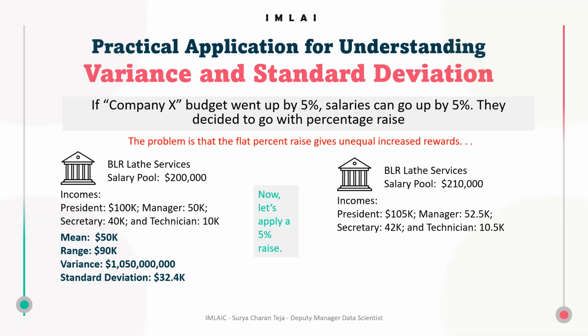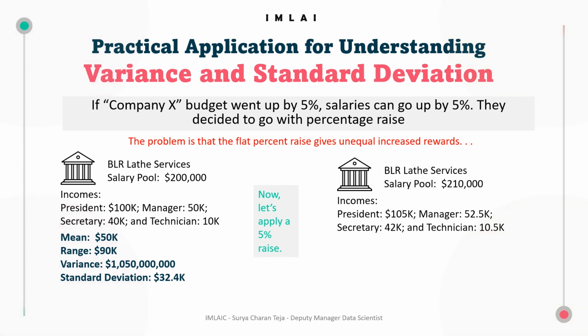So the president got 5K dollars more, the manager got 2.5K dollars more, the secretary got 2K dollars more, and the technician got just 0.5K dollars. That's $5,000, $2,500, $2,000 and $500. So 50% of the new money has gone to the president, and the remaining 50% has been shared by the manager, secretary and technician.